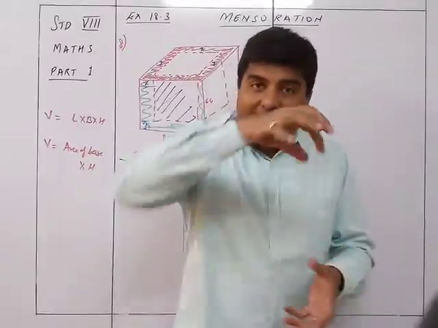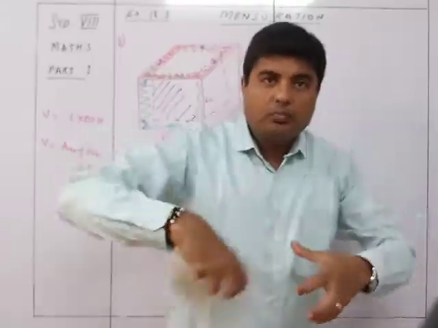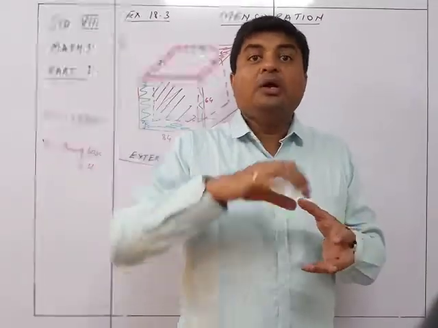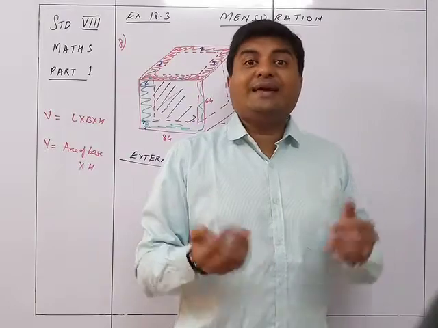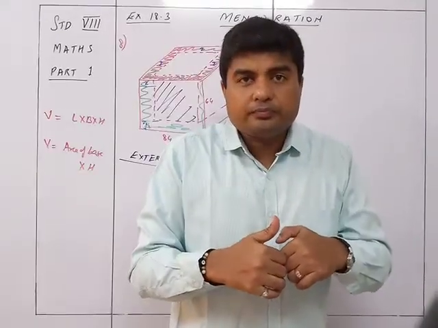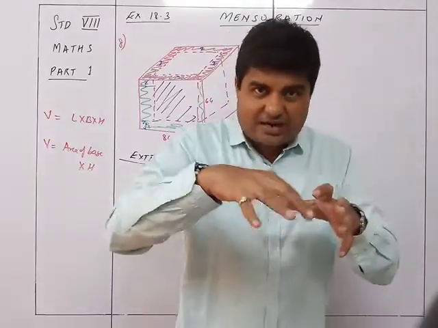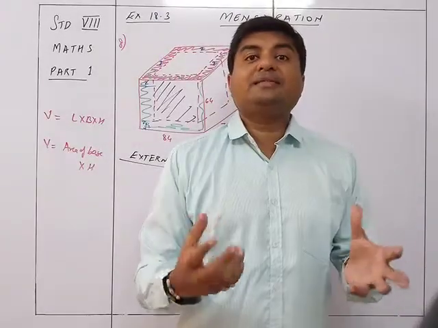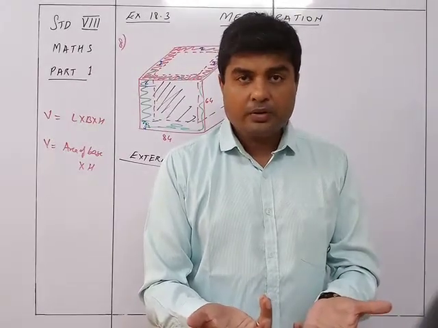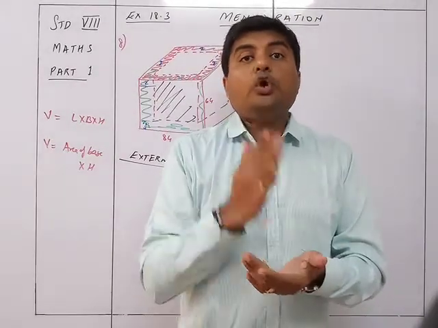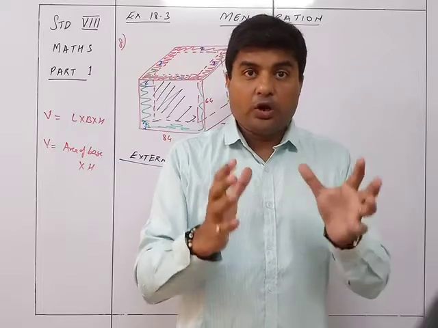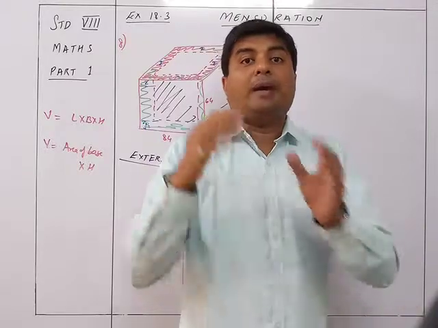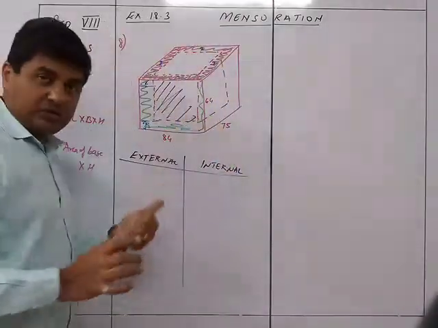And then I removed the wood from inside. I made it empty with some thickness over there. Then what will happen? What I removed is the internal volume of the box. So then what is remaining? The remaining is the wooden box itself. So I can say that the volume of the wood used will be equal to the volume of the external box minus the volume of the internal box.